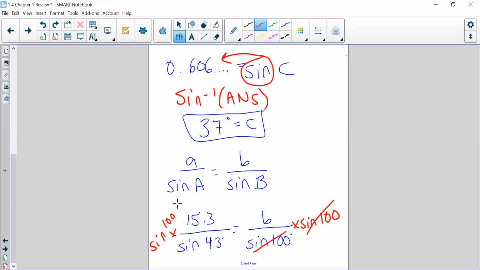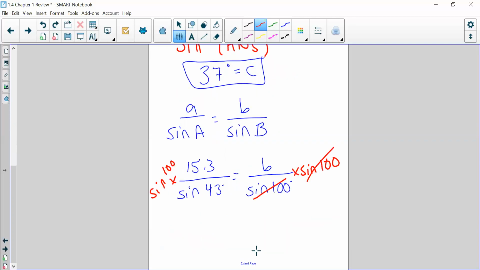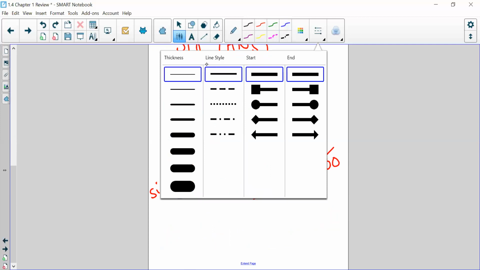15.3 divided by sine of 43 times sine of 100 is 22.09. So we could say 22.1.